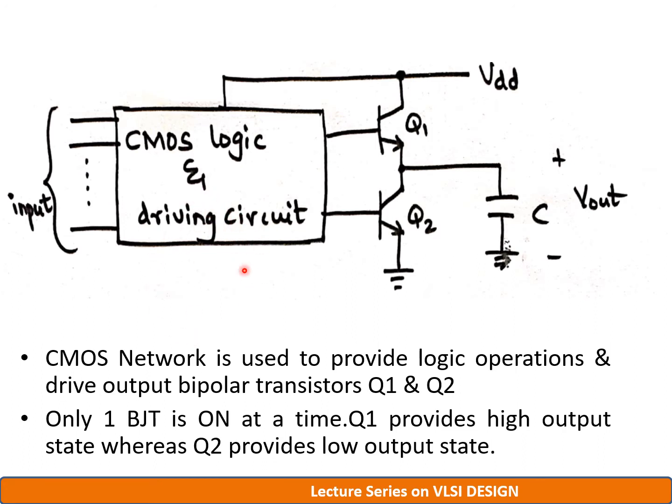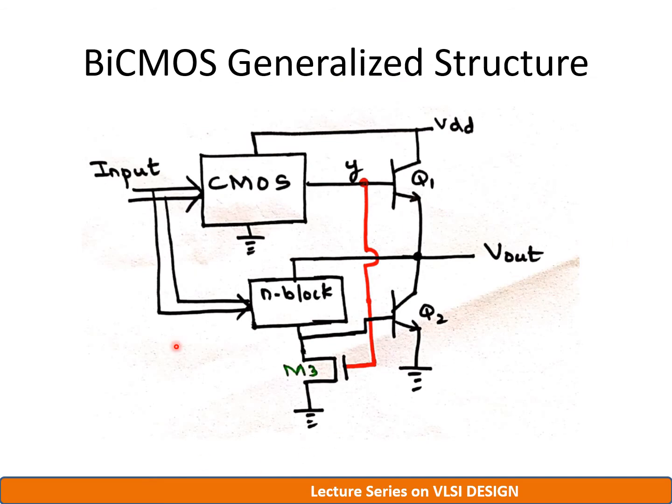This figure shows a generalized structure of a BiCMOS technology. So this CMOS is used at the input side to implement the logic operations, and these BJTs are used at the output side because it offers high current driving ability. So among these two BJTs, only one BJT is on at a time, and this Q1 provides you high output state, whereas Q2 provides you with low output state. So this is the generalized structure of a BiCMOS circuit.